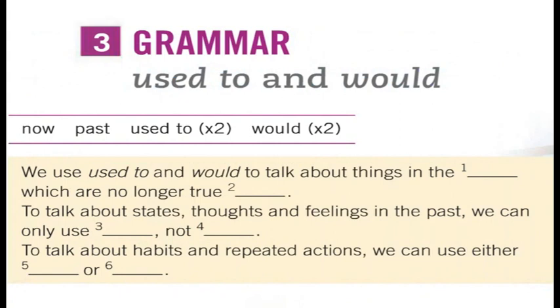Let's summarize these rules very quickly. We use used to and would to talk about things in the past which are no longer true now. To talk about states, thoughts, and feelings in the past, we can use only used to, but not would. To talk about habits and repeated actions, we can use either used to or would.